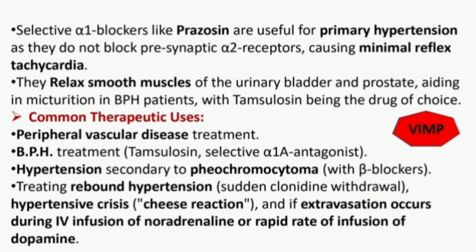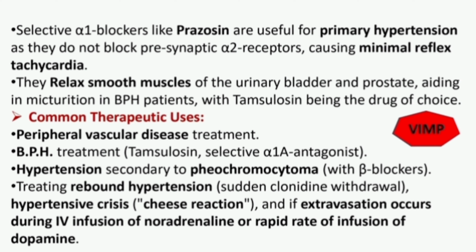Then the common therapeutic uses of alpha adrenergic antagonists. First one is peripheral vascular disease treatment. We already mentioned Raynaud's disease. It's used in Raynaud's disease treatment. Then BPH treatment, that means tamsulosin, a selective alpha 1 antagonist. Because of that, it's used in BPH. And then it's helpful for treating hypertension secondary to pheochromocytoma, with beta blockers.